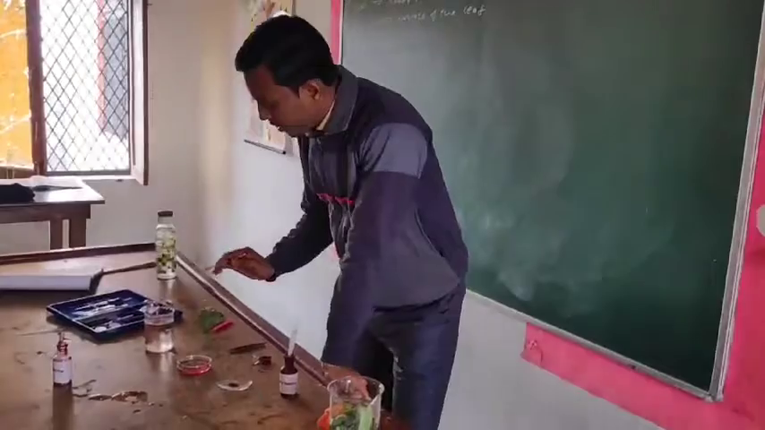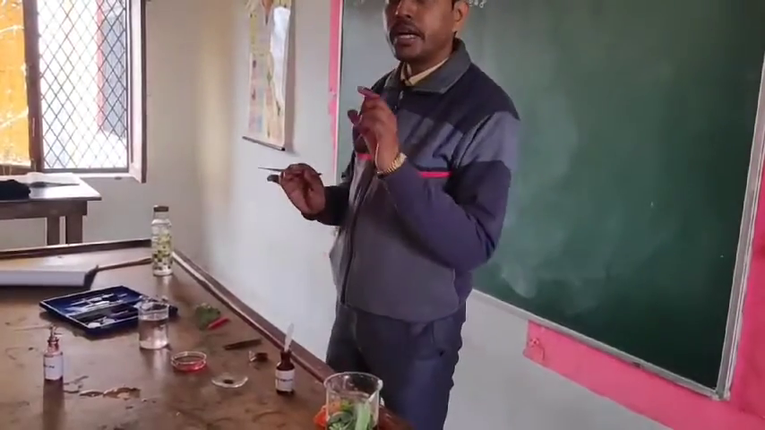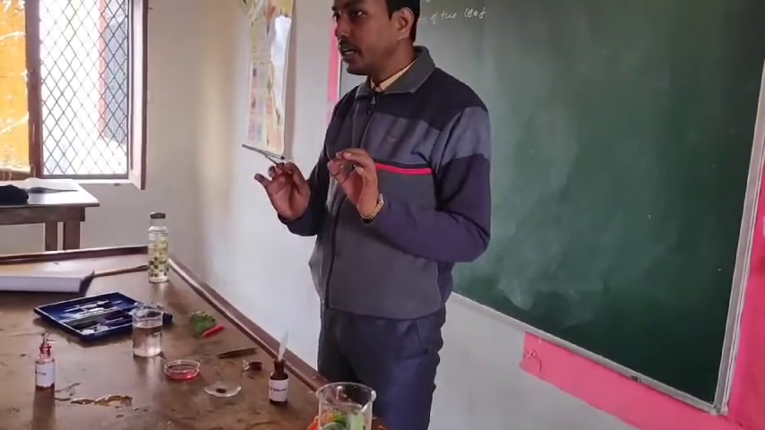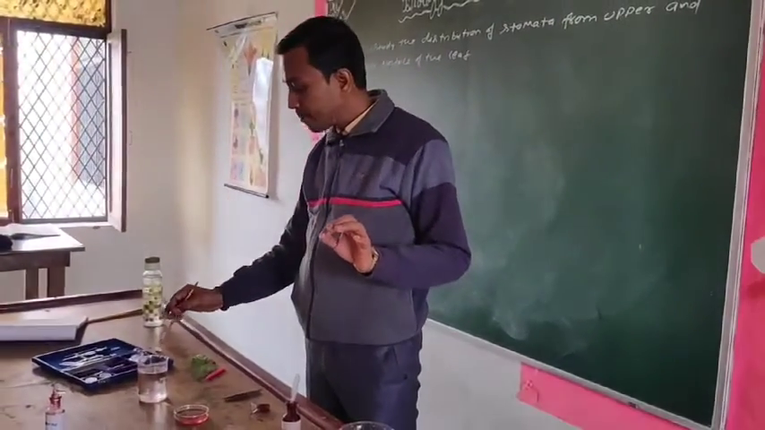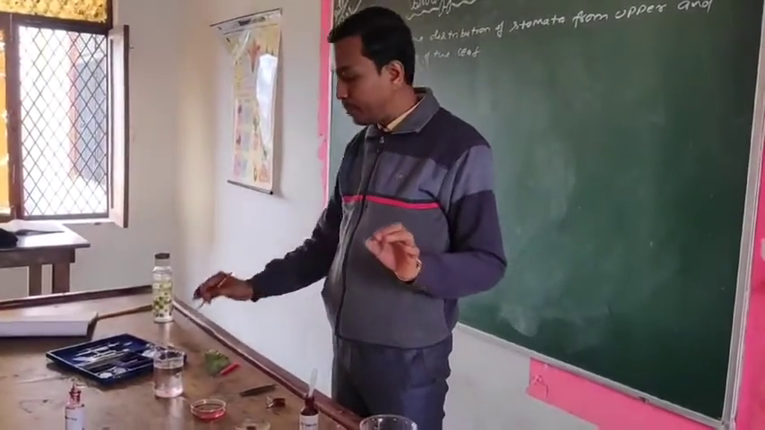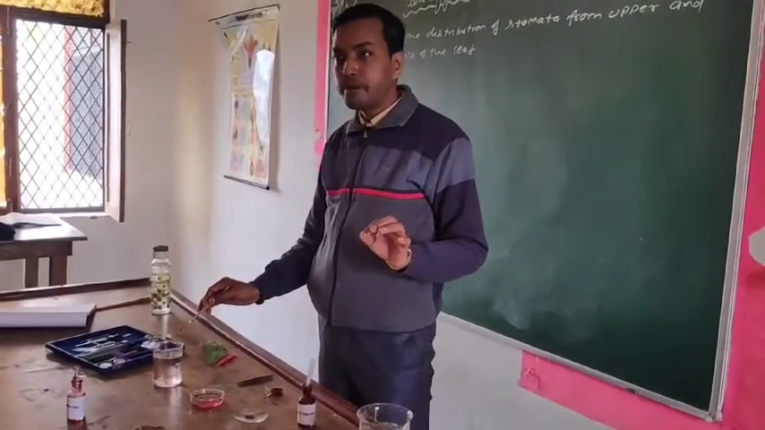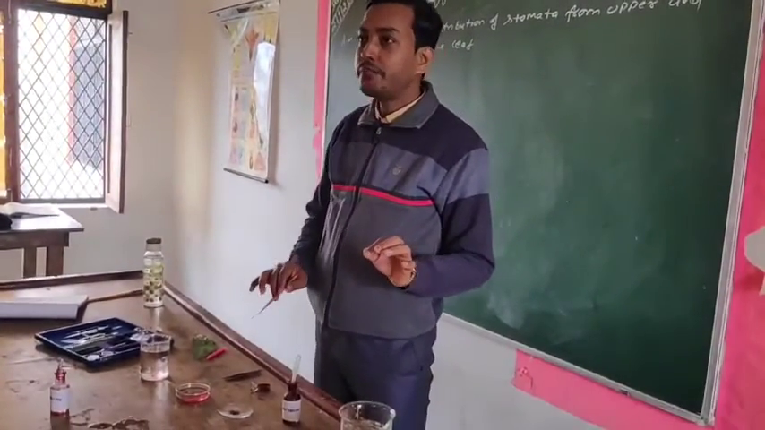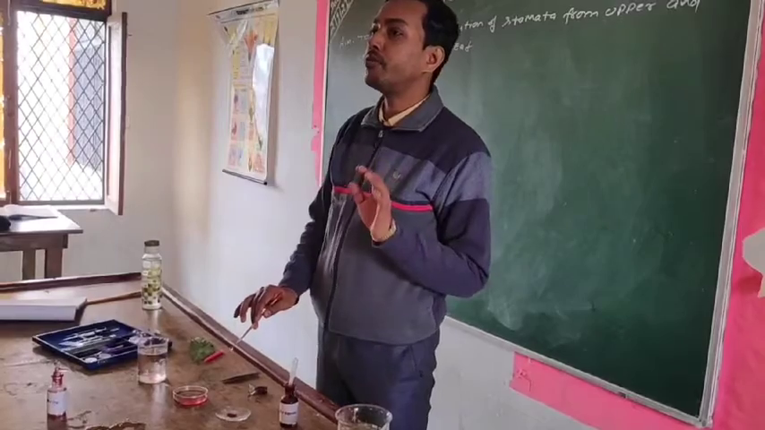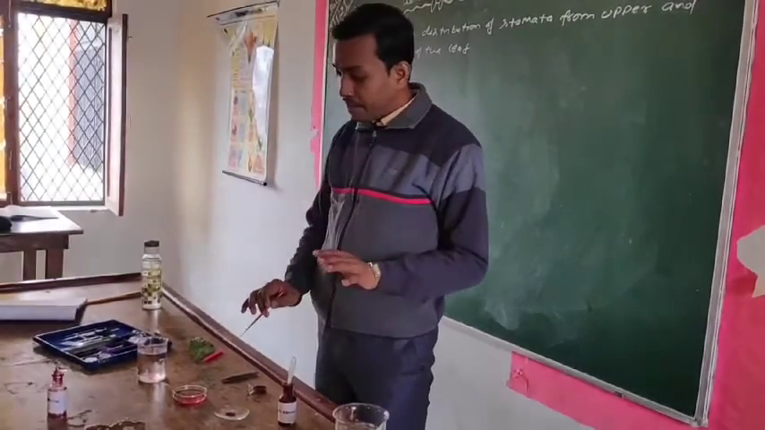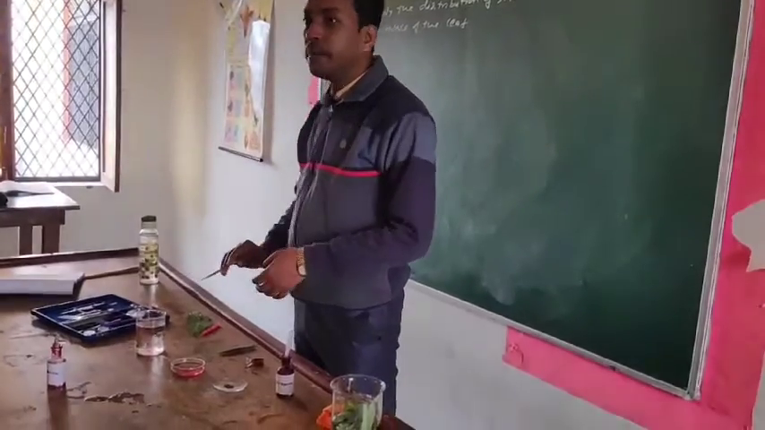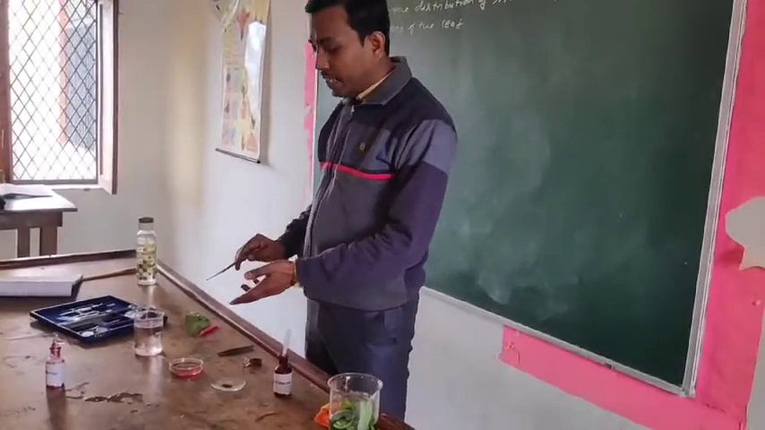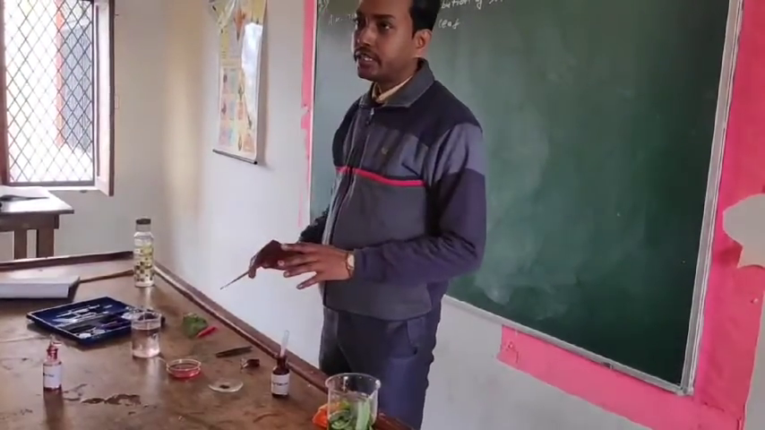Listen. So the second step: first of all, we remove the leaf peel from the leaf, then transfer the leaf peel from the leaf to the beaker, and then transfer the leaf peel from the beaker to the safranin, and leave the leaf peel in safranin for about 5 minutes. And after 5 minutes, what happens? The leaf peel from safranin will be transferred further to the water containing petri dish. Listen carefully.